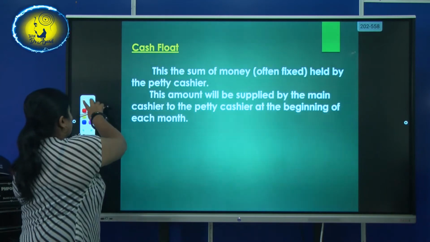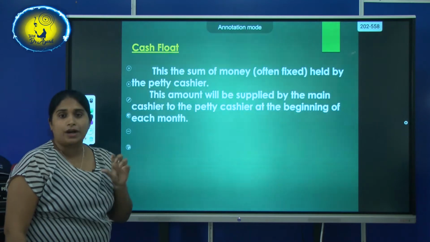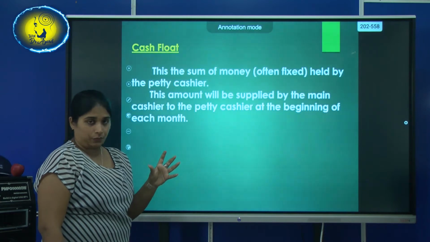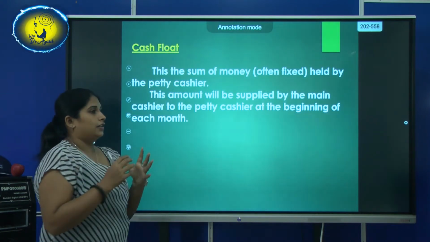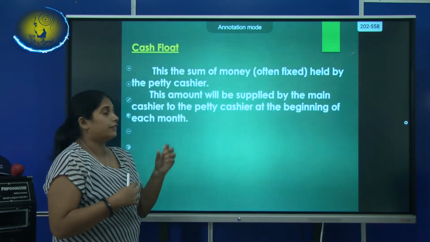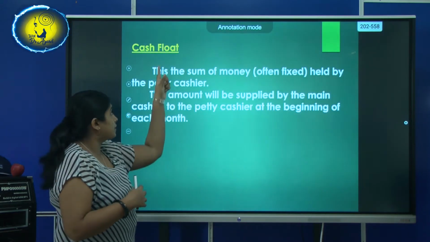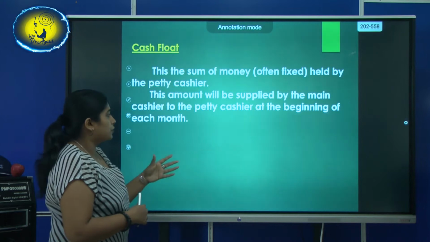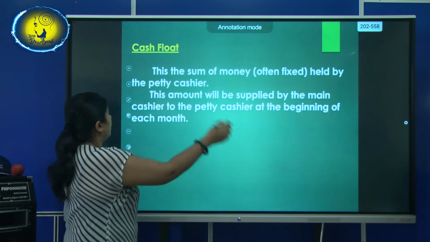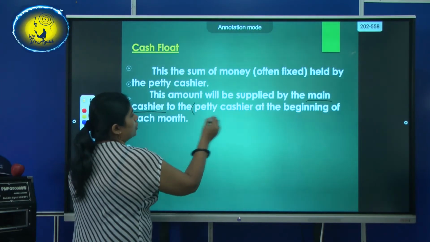Here you have to learn a specific term called cash float. Cash float is the sum of money the petty cashier received from the main cashier. It is fixed. Okay. Now for an example, assume I am a petty cashier, from my main cashier each month, at the very beginning of each month, I will be getting a fixed amount that is called cash float. So each month, at the very beginning, you will be receiving this from the main cashier, who gives it to the petty cashier.